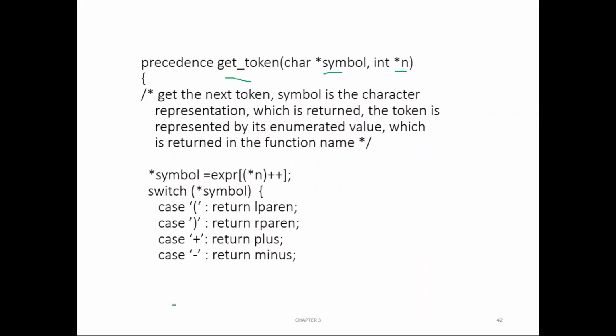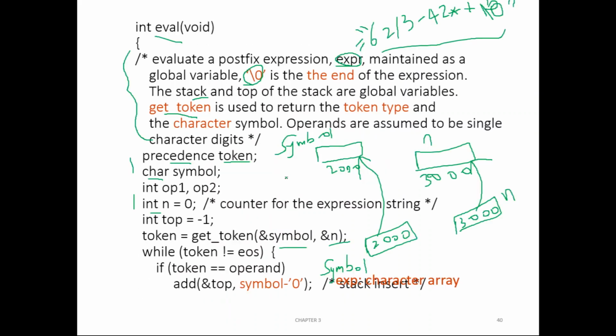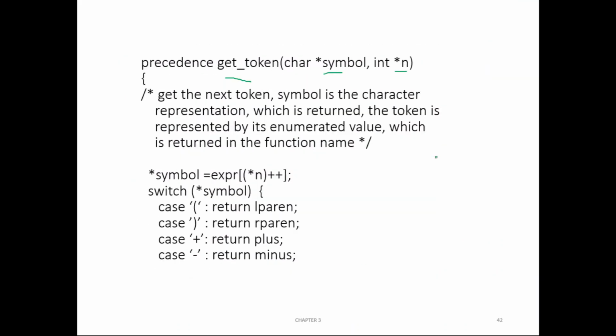Okay, get token, what it is going to do is star symbol is equal to expression of star n plus plus. What is star n? Now we are in get token, so this part corresponds to get token. Star n is 3000, star n is value at n. What is value at n? Initially the value at n is 0. So you can see here, it is expression of star n plus plus. It is post incrementing.